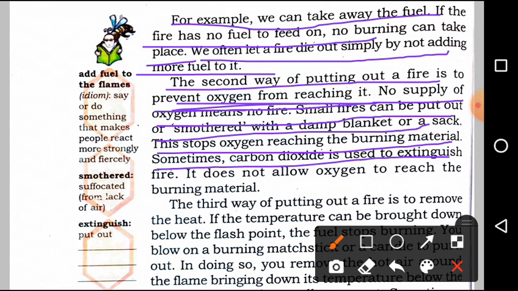Sometimes carbon dioxide is used to extinguish fire. How? For that, we have gas cylinders, which are used in a lot of public areas for safety measures. A certain kind of gas is released out of it. How does that gas actually work? It surrounds the burning things and cuts out the supply of oxygen. That's why the fire stops. It doesn't allow oxygen to reach the burning material.